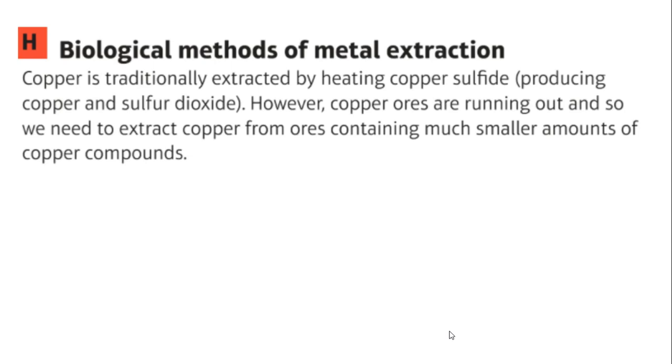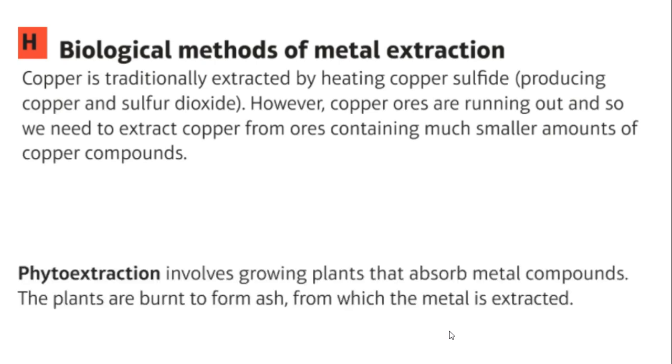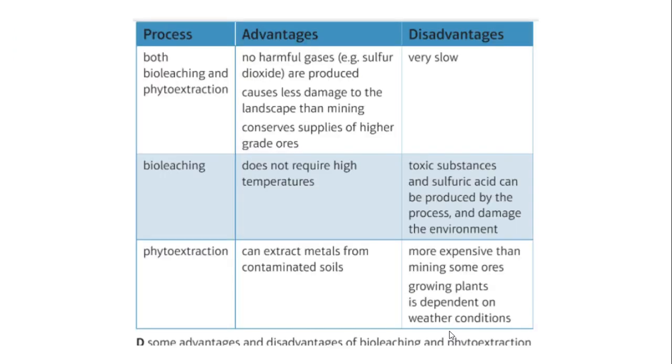Biological methods of metal extraction. Copper is traditionally extracted by heating copper sulfide, producing copper, sulfur dioxide. However, copper ores are running out, and so we need to extract copper from ores containing much smaller amounts of copper compounds. Phytoextraction involves growing plants that absorb metal compounds. The plants are burnt to form an ash from which the metal is extracted. The other method you would have covered is bioleaching.